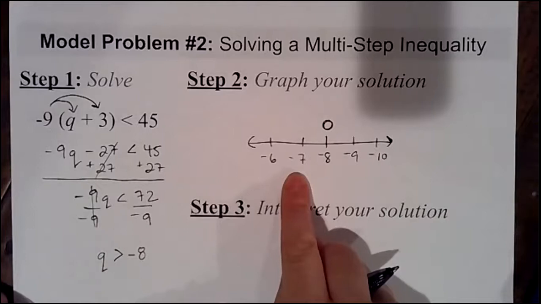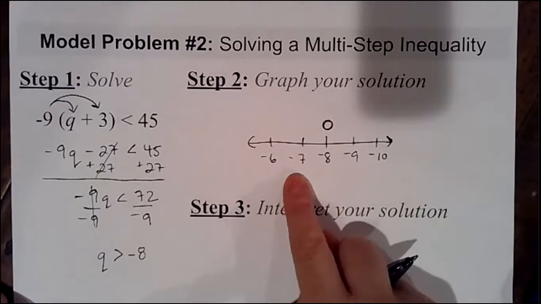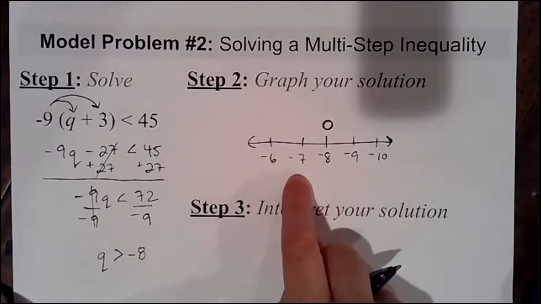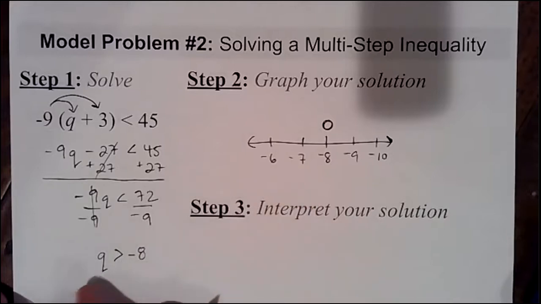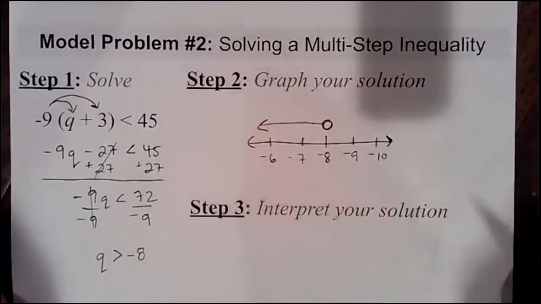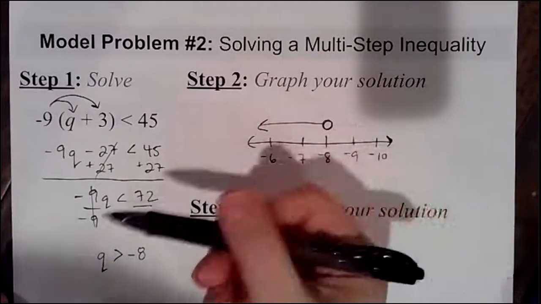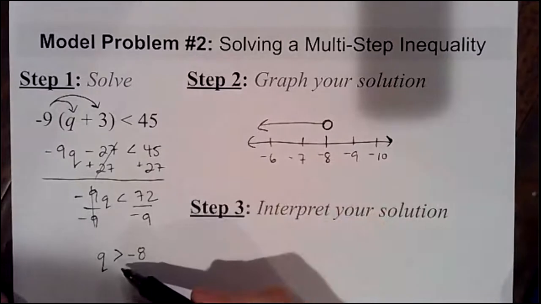Think of it like owing money, right? If I am greater, I'm going to owe less money. I don't know if that's going to make sense, and I'm sorry if I confused you, okay? But negative 7 is greater than negative 8, and so is negative 6. Negative 9 is less than negative 8. So I have to graph it to the left, okay? Because in this direction are numbers that are greater than negative 8, as the solution states.